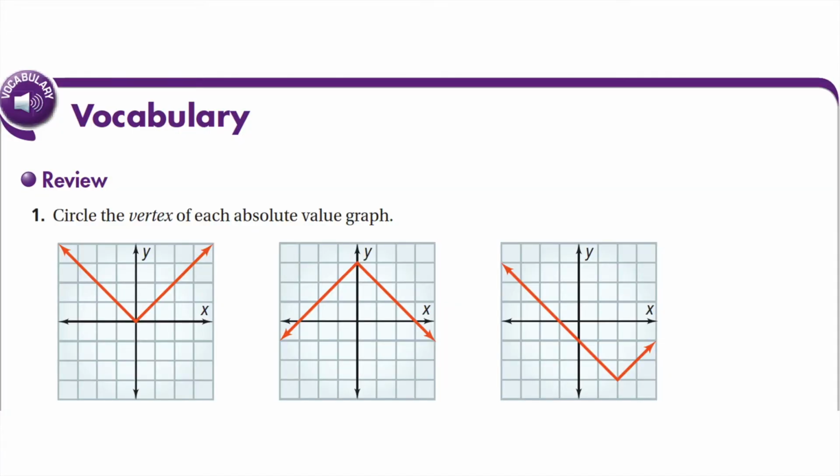First things first, let's talk a little bit about vocabulary and let's have a little bit of a review. Alright, so question 1. Circle the vertex of each absolute value graph. In this case, the vertex is always going to be that point in which it changes direction.